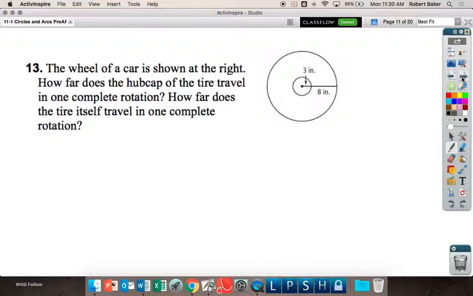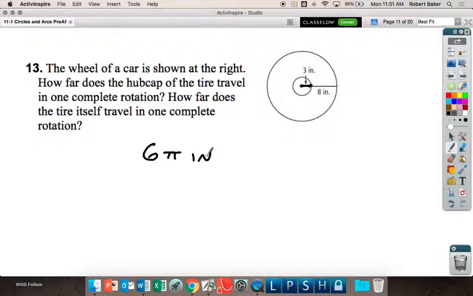So what is the circumference of the hubcap? 6 pi. 6 pi inches. So from here to here is 3, and 2 pi r would be 6 pi inches. Now 6 pi inches is about 18 inches, right? 18 inches-ish. Now what is the circumference of the tire? 16 pi.